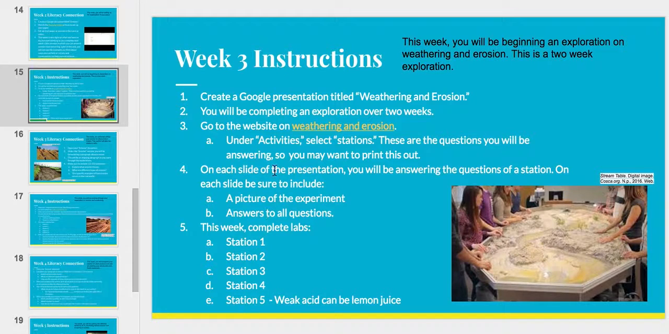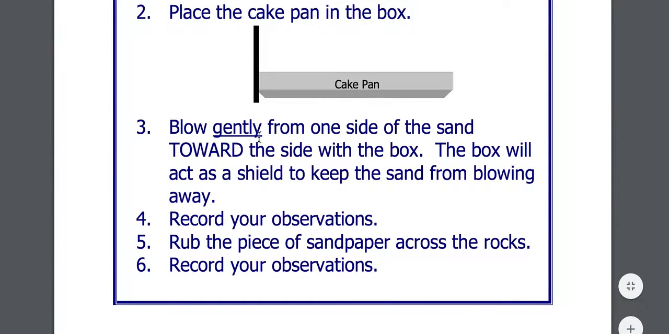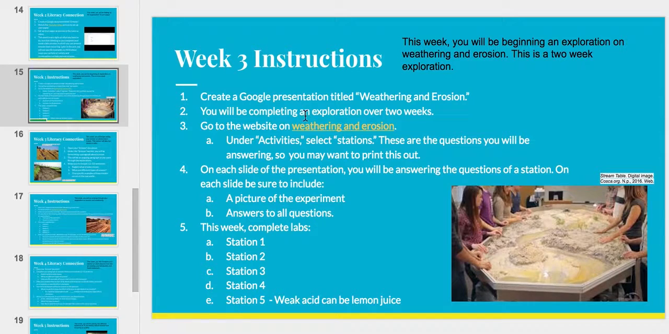While you're completing these different labs, on each slide of your presentation, I want you to answer the following questions for each station. Make sure on that slide to include a picture of the experiment that you did, so your mom or dad or guardian can take a picture of you doing it, or if you don't want to be in the picture, you can show the materials that you used and what the experiment looked like. Then make sure you answer the questions on the sheet. For example, the first one gives you the directions and wants you to record your observations, do another step and record your observations. So very simply, you're going to be recording different observations for that first station.